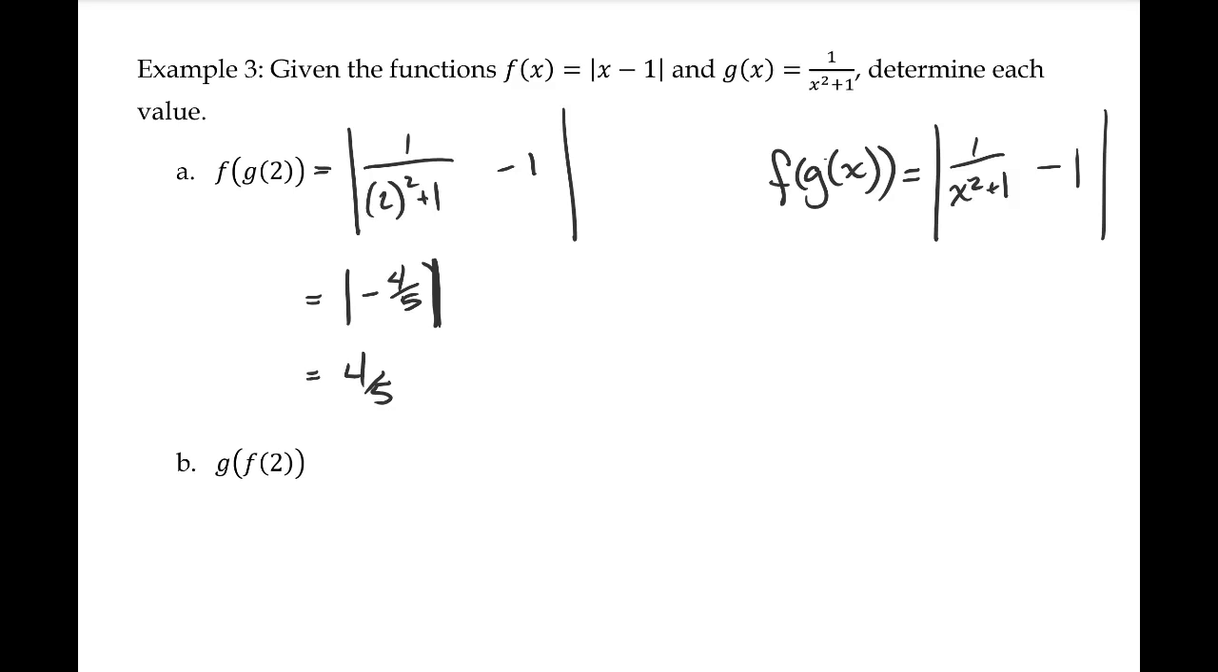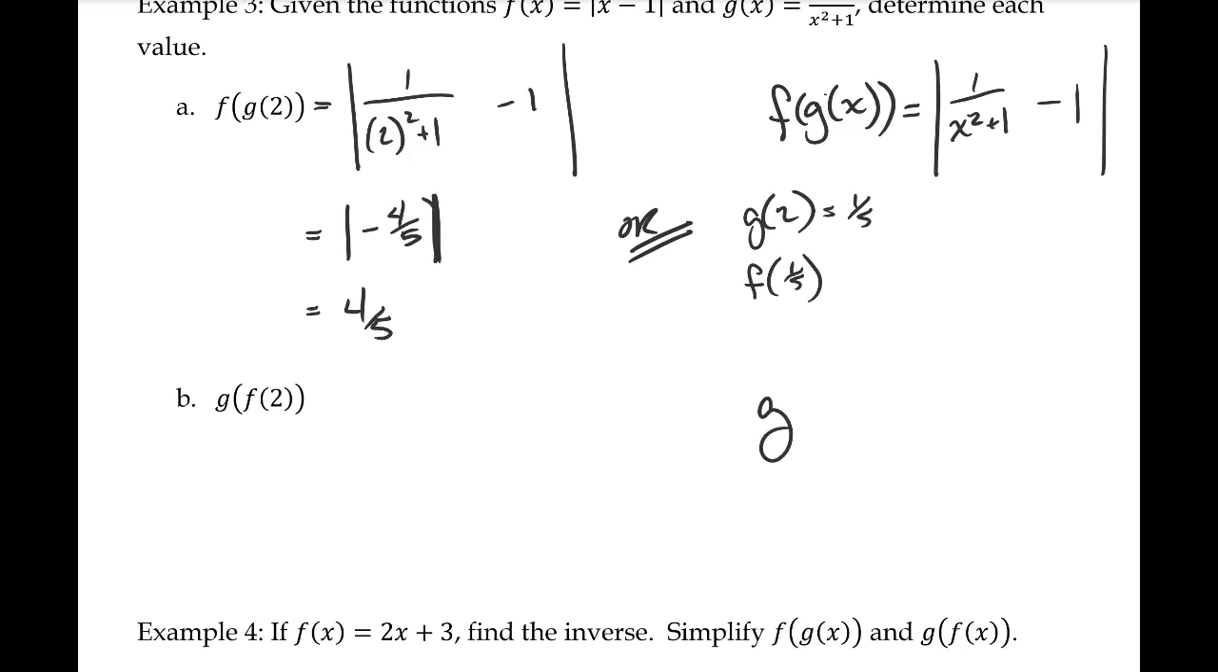You could also do it stepwise, plug it in, solve for g of 2, which would have given you 1/5, and then solve for f of 1/5, and go from there. And both would result in the same answer.